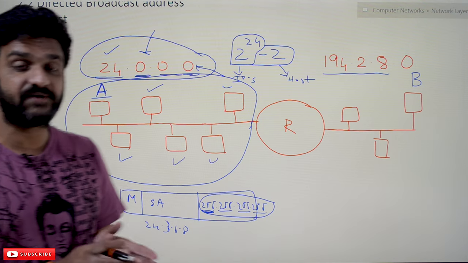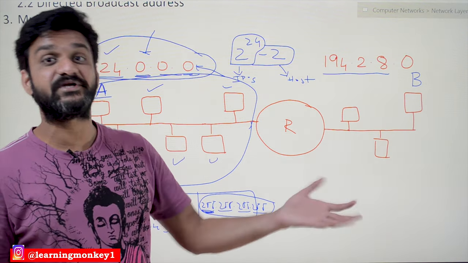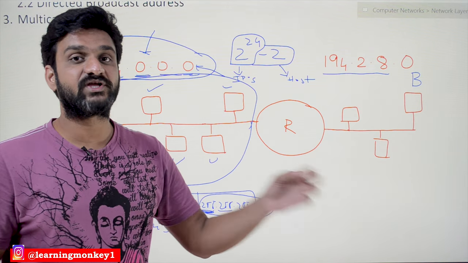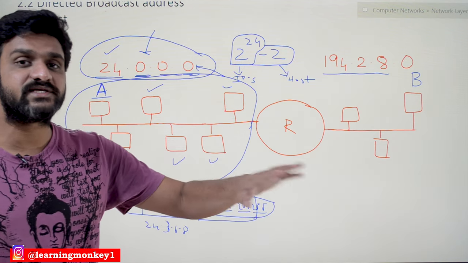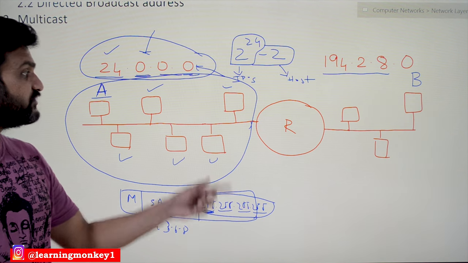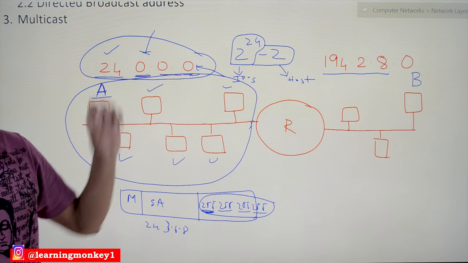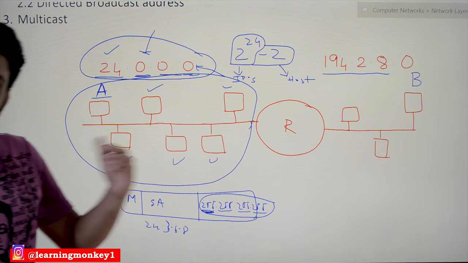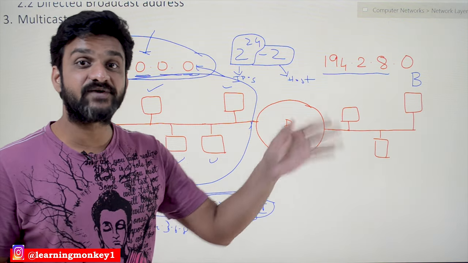Okay. So now 255.255.255.255 is a reserved IP address for broadcasting, limited broadcasting. Within the network, if you want to send the message to all the systems, then this is the IP address that is used. In the destination, if you give this, the message will be transferred to all the systems within the network. The opposite of it is directed broadcasting.